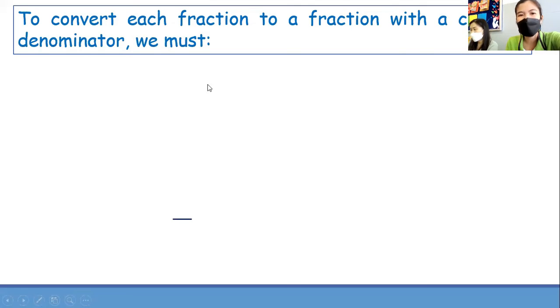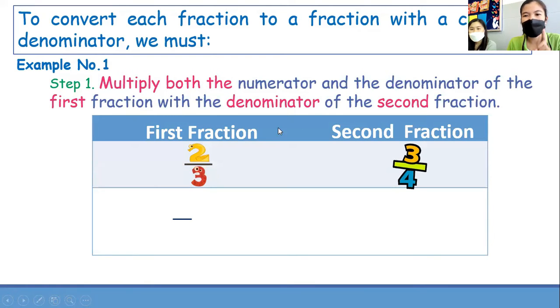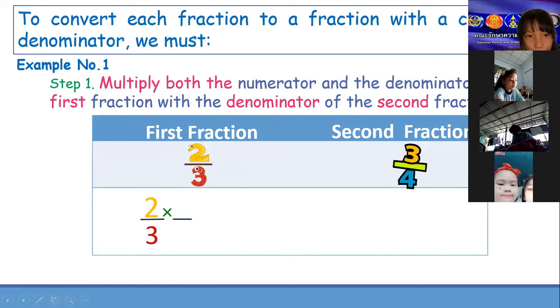Okay, so first step, to convert each fraction to a fraction with a common denominator, we must, step 1, multiply both the numerator and the denominator of the first fraction. The first fraction we have here is 2/3, right? We have to multiply by the denominator of the second fraction. So we have the first fraction 2/3, and we have to multiply by the denominator of the second fraction.